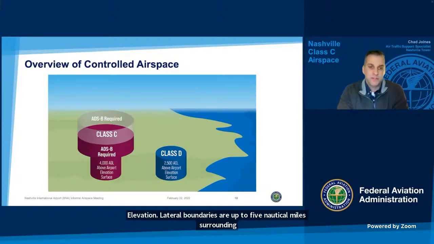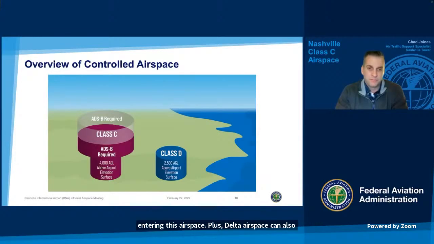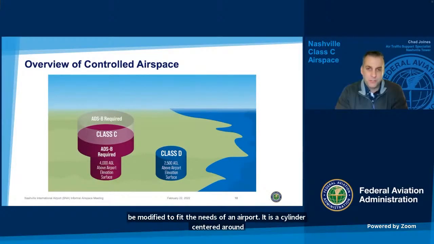Class Delta airspace can also be modified to fit the needs of an airport. It is a cylinder centered around an airport that extends from the surface up to 2,500 feet above the airport elevation. Lateral boundaries are unique and can be adjusted for each airport and their arrival and departure procedures.